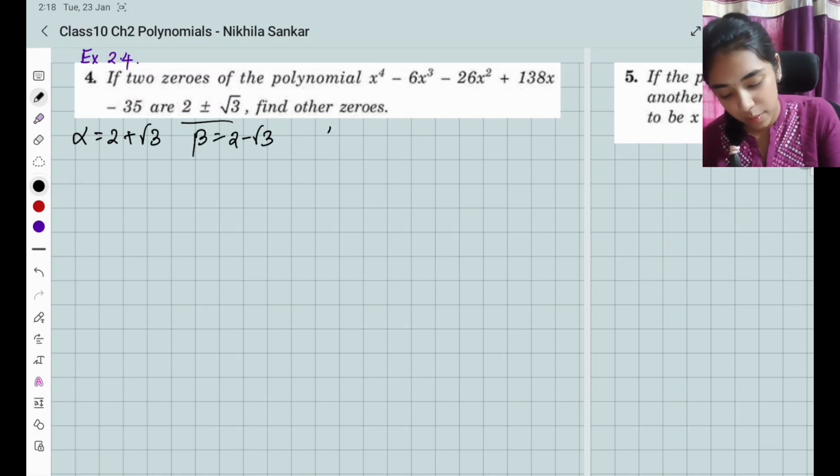So how do you find the equation? You have alpha plus beta equals 2 plus root 3 plus 2 minus root 3.